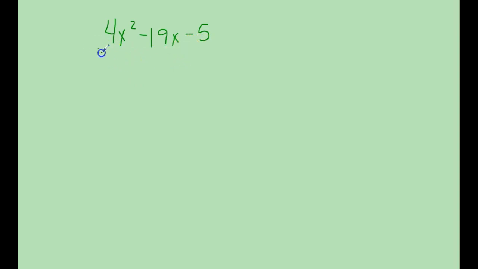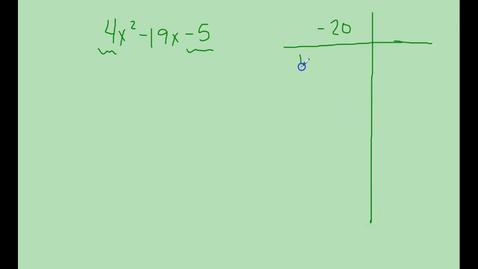How I do that is I take my leading coefficient and my constant, and I multiply them together. I know that 4 times negative 5 is negative 20. Now I come up with all of my factor pairs of negative 20. I have 1 times negative 20, or negative 1 times positive 20, or 2 times negative 10, or negative 2 times positive 10, or 4 times negative 5, or negative 4 times positive 5. All of these are my possible factors of negative 20.